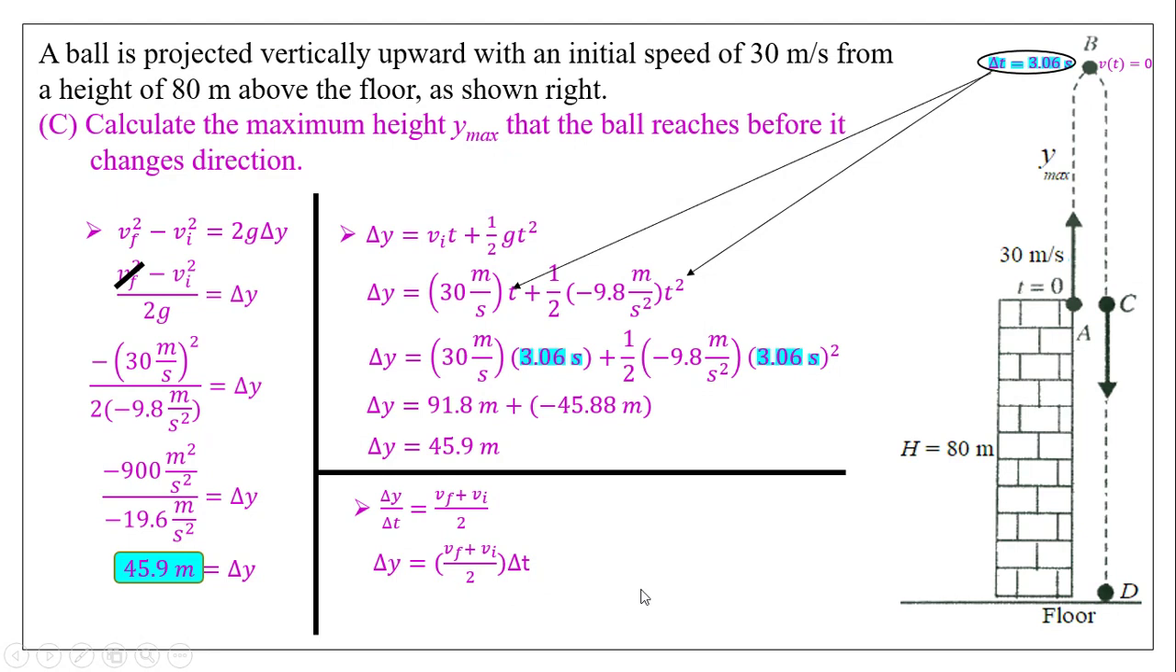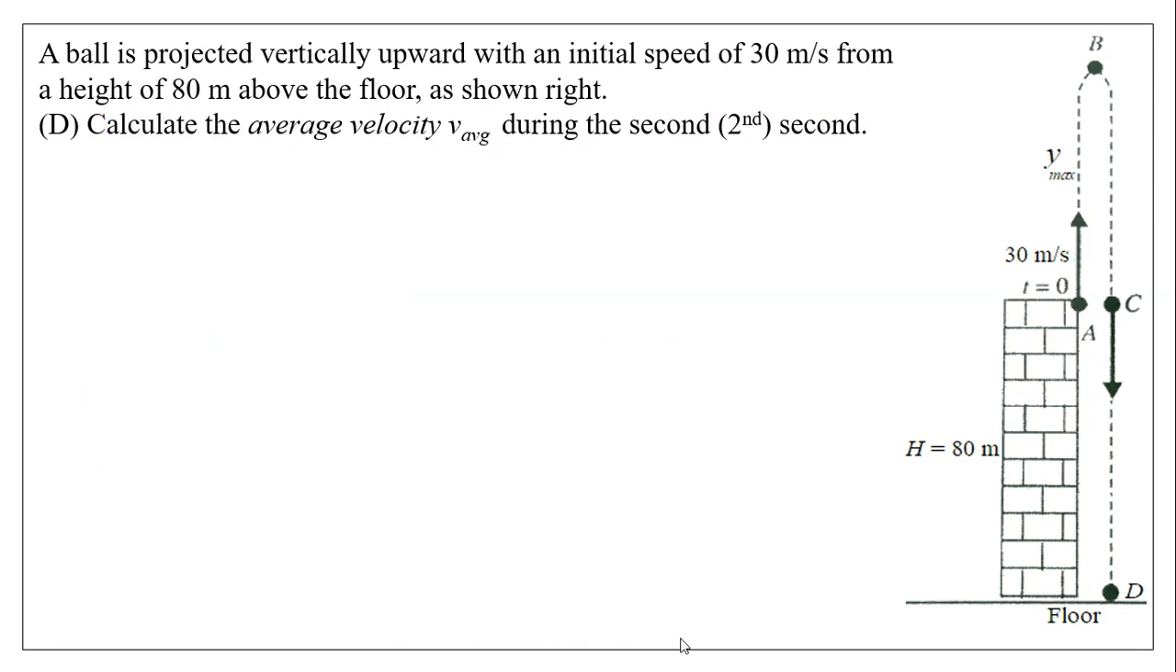Well, I know what my Vf is because I'm looking for ymax. At ymax, my final velocity is 0, so I'm going to cross that out. I know my Vi here is 30, and I know my change in time as previously calculated is 3.06. So if I plug all that in, I have 30 divided by 2, which is 15, and then 15 times 3.06 will give you the same value of 45.9. So here are 3 different strategies. Pick one. Make sure you execute properly, make sure you write your functions out correctly, and it should give you the same outcome.